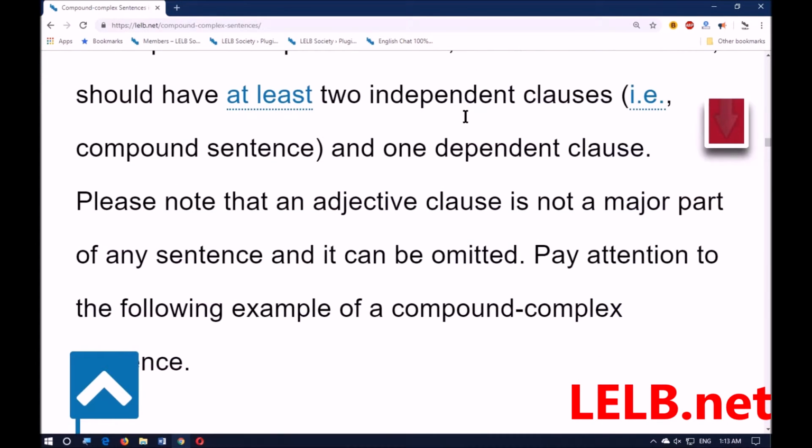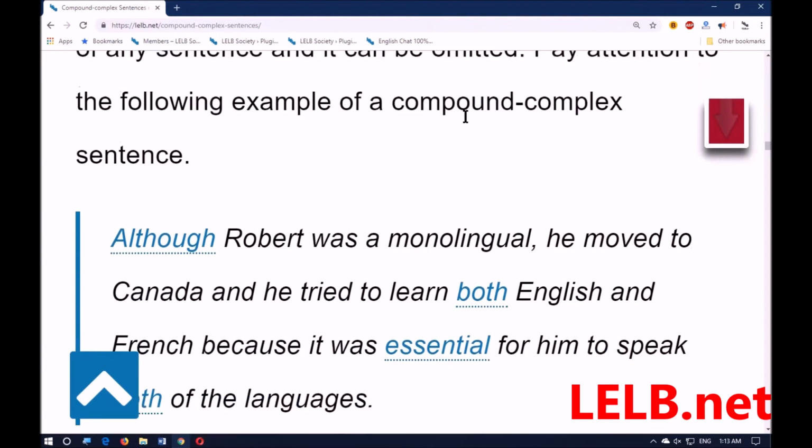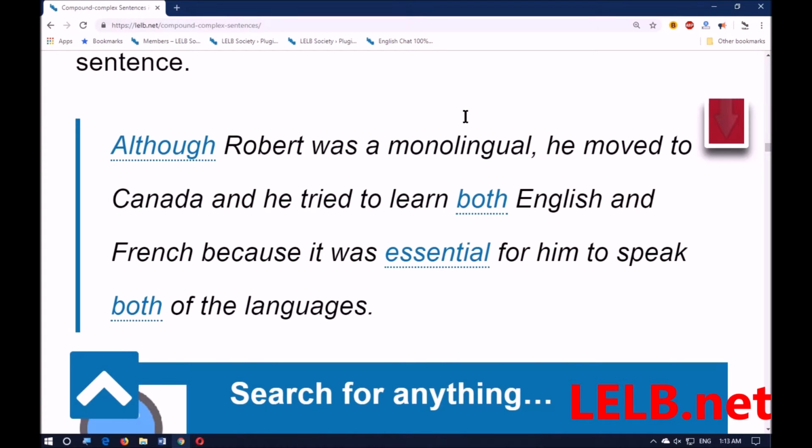Please note that an adjective clause is not a major part of any sentence and it can be omitted. Pay attention to the following example of a compound complex sentence. Although Robert was a monolingual, he moved to Canada and he tried to learn both English and French because it was essential for him to speak both of the languages. A perfect example of a compound complex sentence.